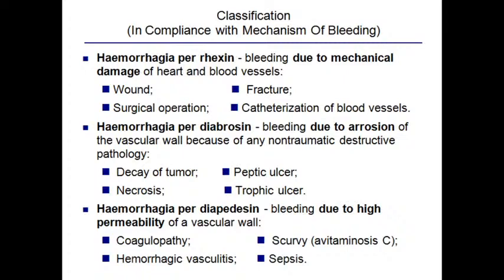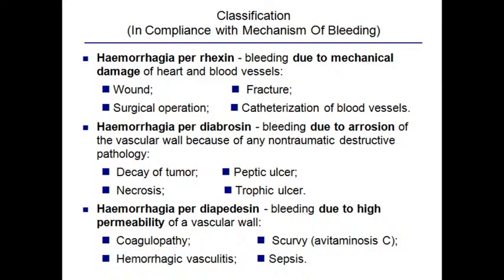Second group of mechanical bleeding, second cause, hemorrhagia per diabrosium, is a bleeding due to erosion of the vascular wall because of any non-traumatic destructive pathology. As you know, pathology can be destructive, means destruction of soft tissues by pathological agent, by pathogens. For example, necrosis of infectious nature. Bacteria produce toxins, and toxins cause lesion to soft tissues, and decayed part, dead part of soft tissues can be melted, and together with vessels placed inside it.